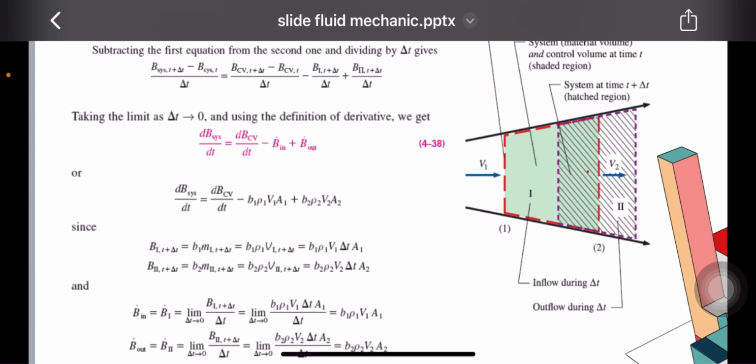This distinction is essential for understanding how fluid mechanics and conservation laws are applied.